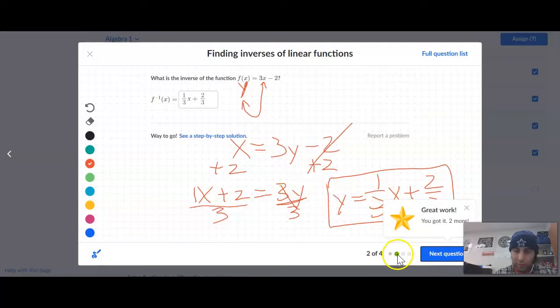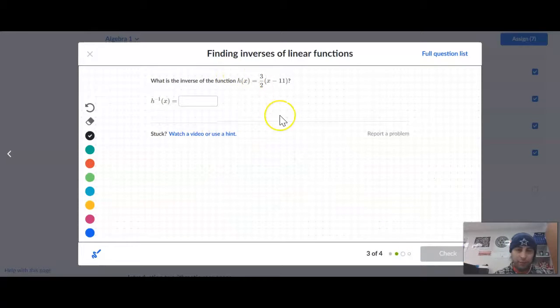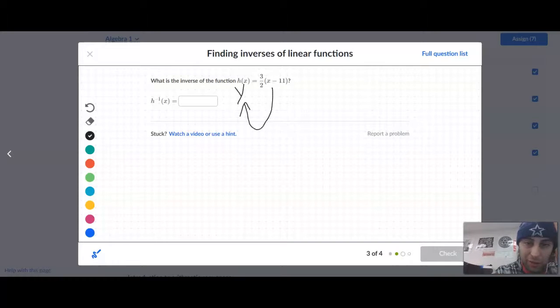Now see how it's green because I didn't use a hint? So when I finish this and I get like a 50 or a 75 or something, I need to redo this one without any hints to get a full grade. Okay, again, what's the inverse? Again, we're going to call this y, and we're going to switch y with x. So let's do that. X equals 3/2 y minus 11.